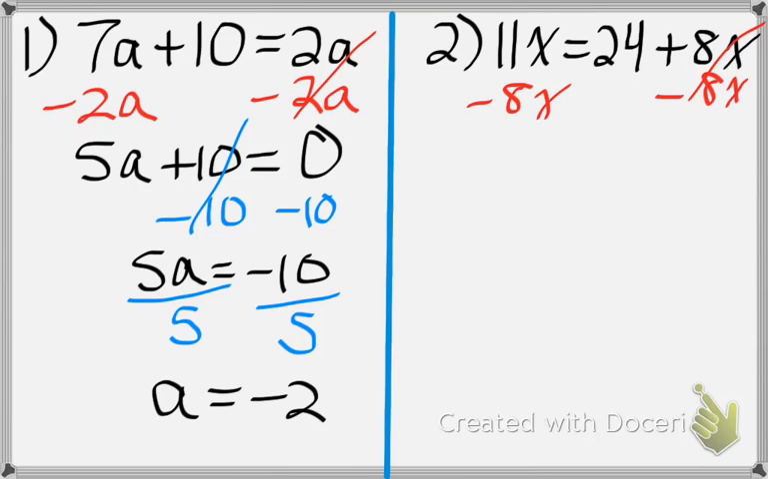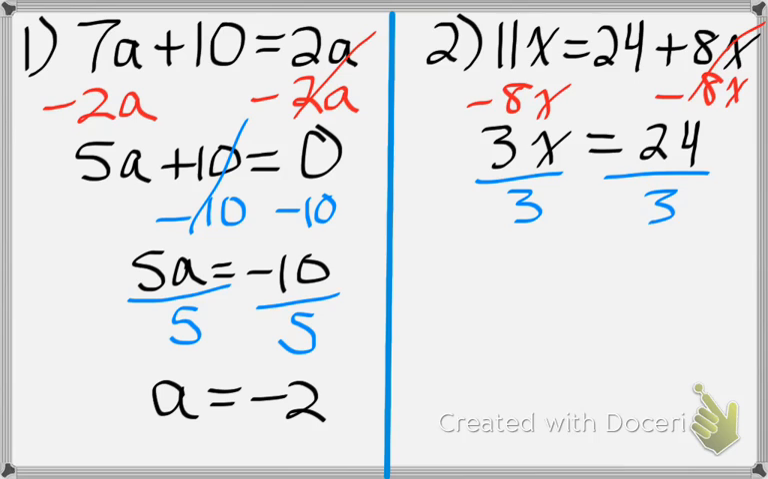Alright, so if you do that, on the right side you'll be left with 24. On the left side you'll have 11x minus 8x. Well, that's 3x. So you have 3x equals 24. Now look, you got lucky. You only have a one-step equation from this step forward. To get rid of all coefficients, you divide.